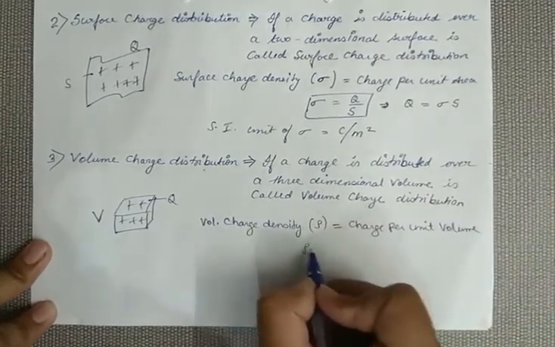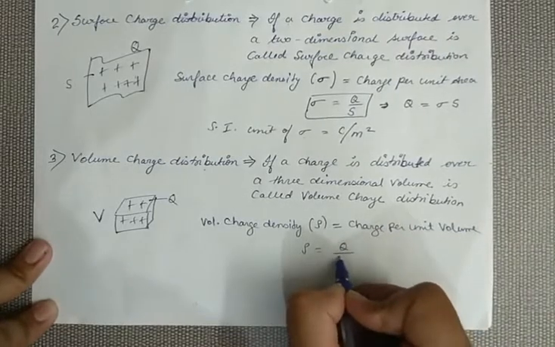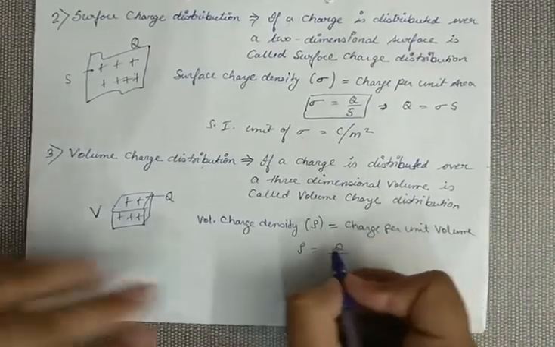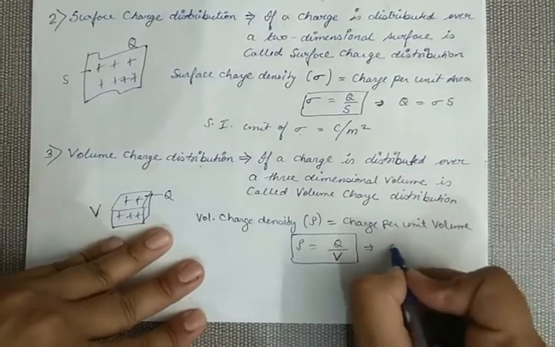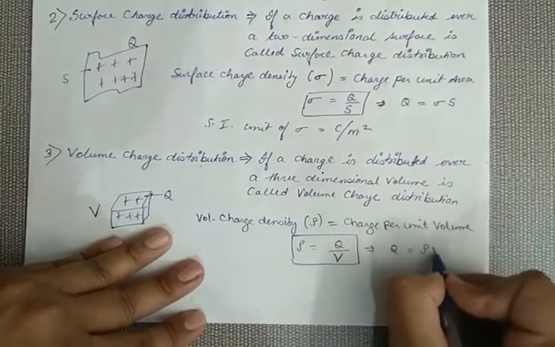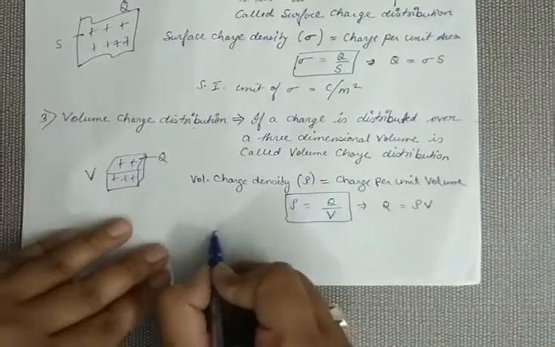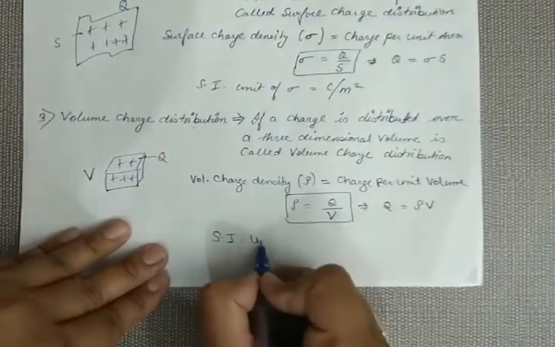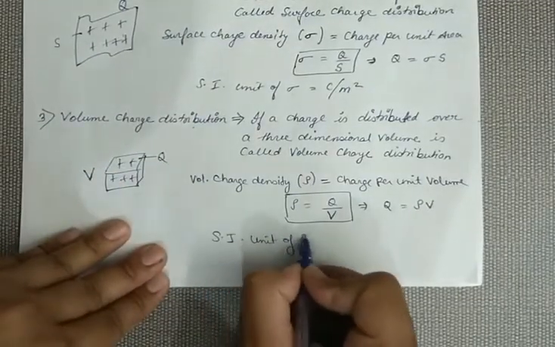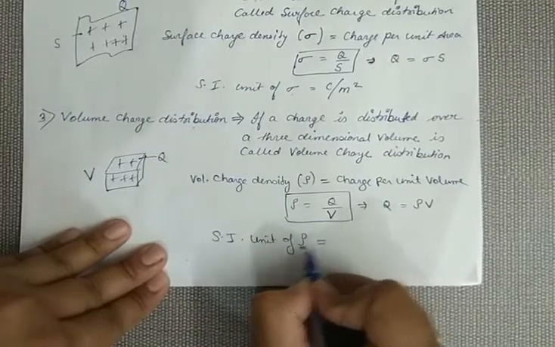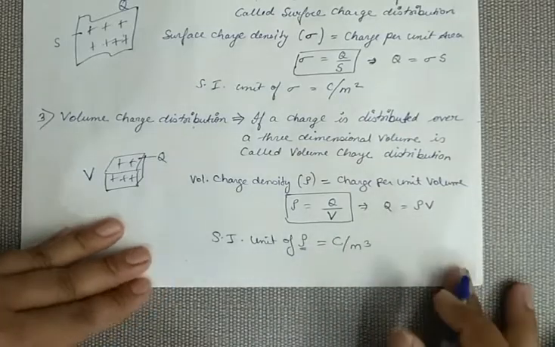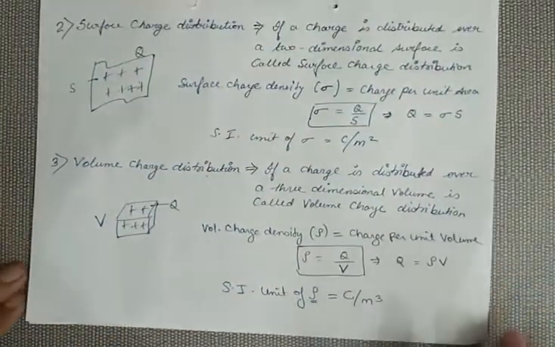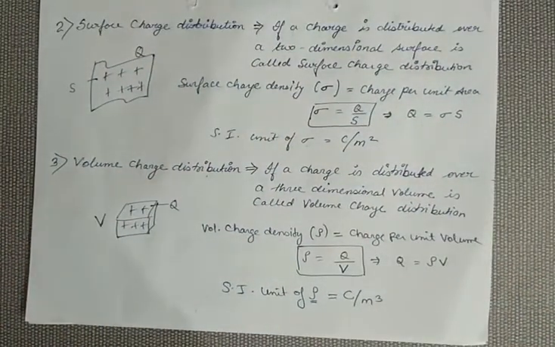So we can represent rho equals total charge Q divided by the volume of the figure V. So rho equals Q by V, and this formula can also be used to find the charge equals rho times V. The SI unit of this rho will be coulomb per meter cube because it is volume here. So these are the three types of distribution which I discussed.